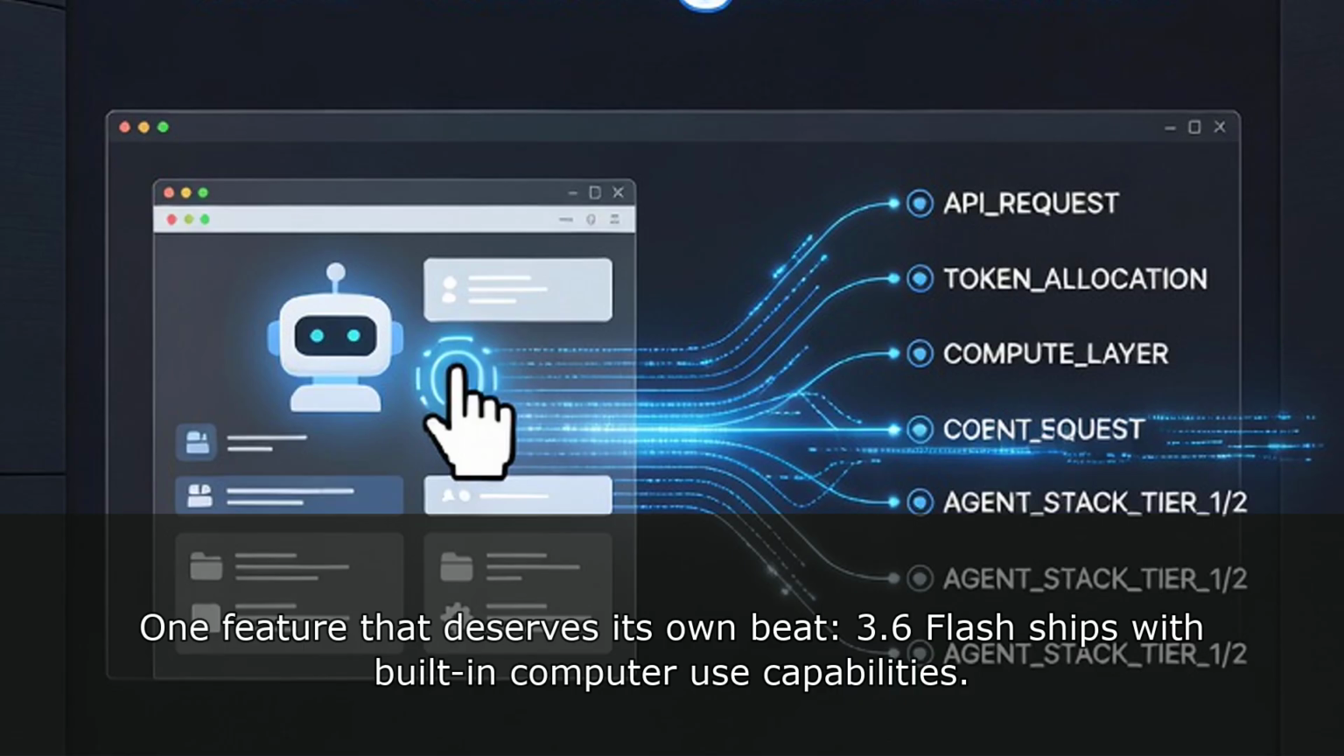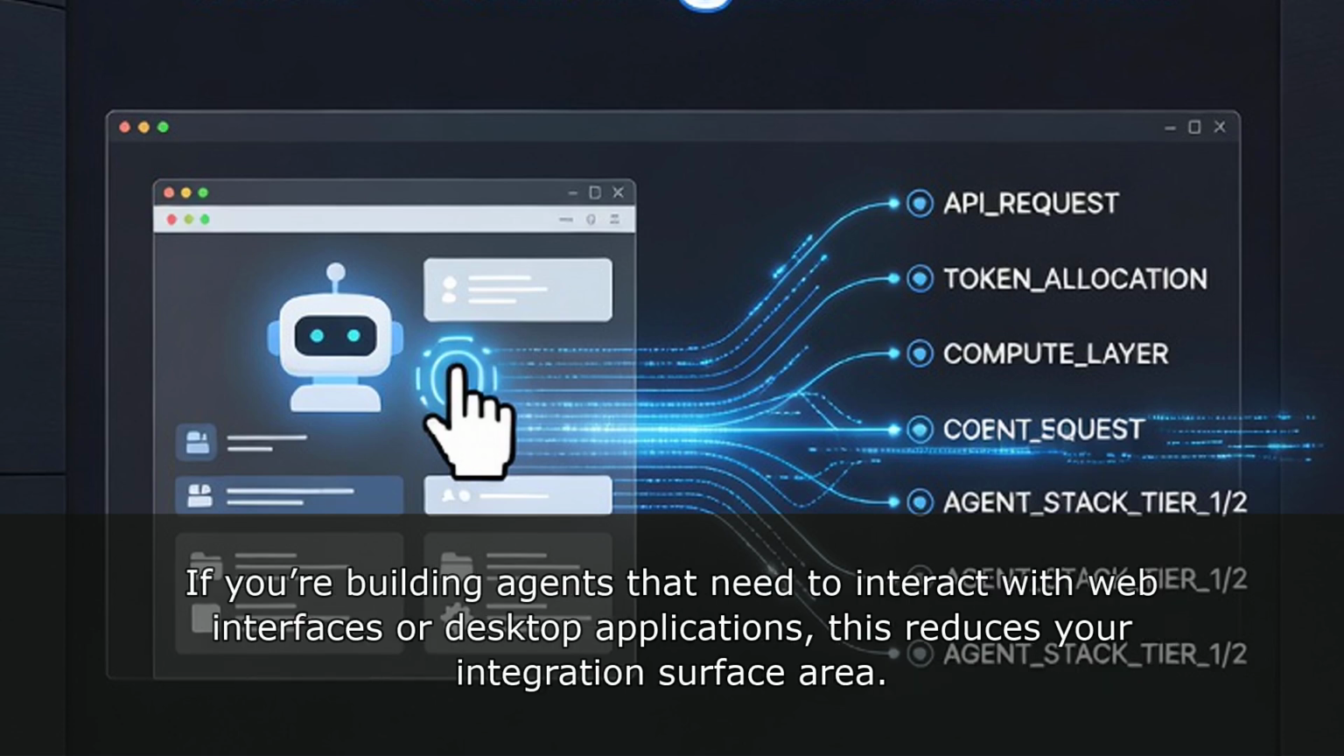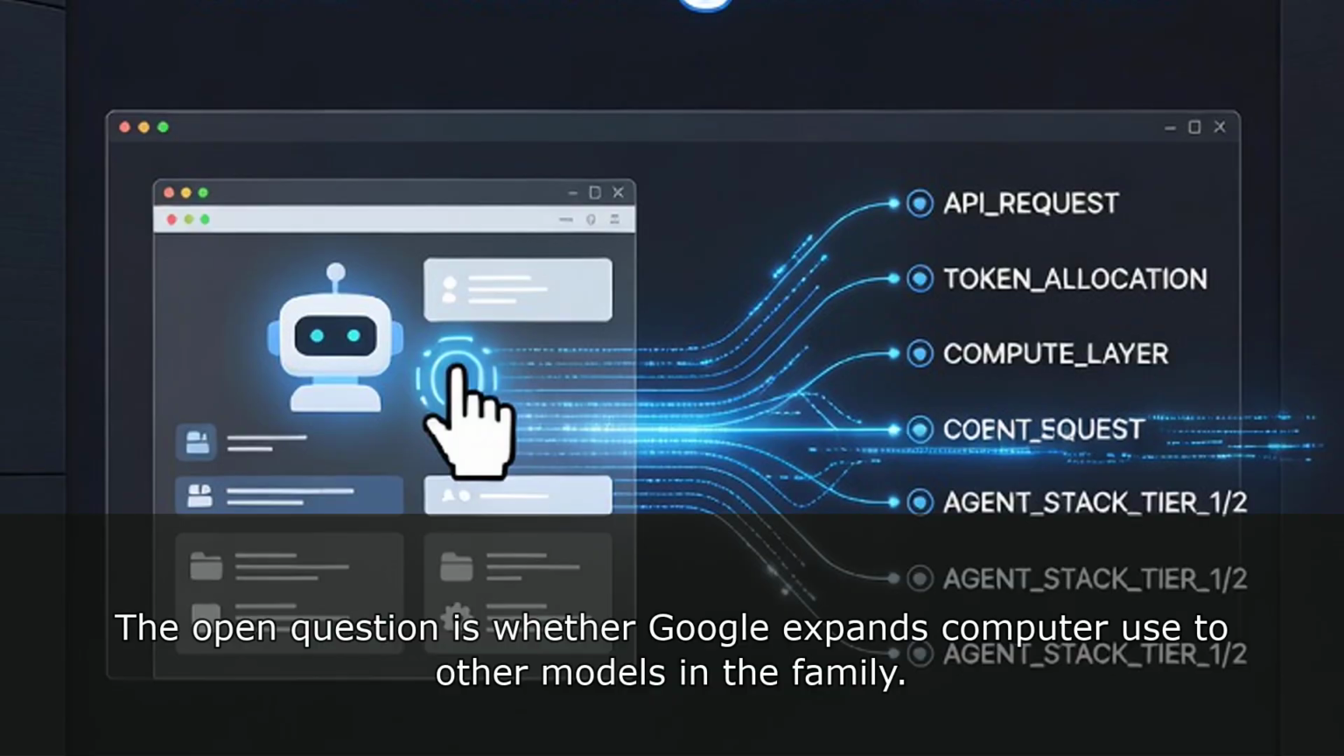One feature that deserves its own beat. 3.6 Flash ships with built-in computer use capabilities. That means UI interaction, clicking, navigating, reading screens, is a first-class tool in the model, not something you bolt on with a custom browser automation wrapper. If you're building agents that need to interact with web interfaces or desktop applications, this reduces your integration surface area. Fewer moving parts, fewer failure modes at the seam between your agent and the automation layer.